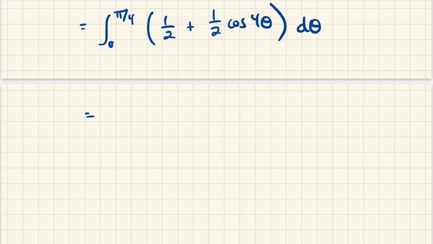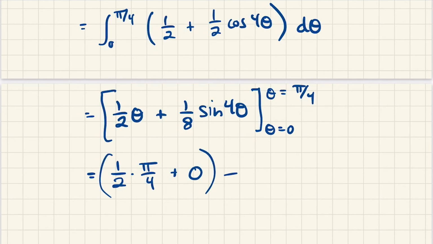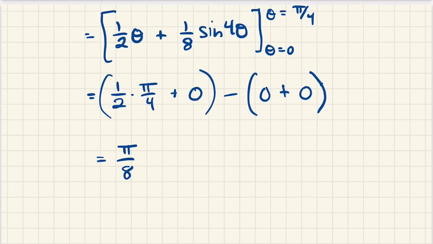And we can now integrate this. That goes to 1/2 theta plus 1 over 8 sine of 4 theta. Theta starts at 0. Theta ends at pi over 4. And this is 1/2 times pi over 4 plus, well, when we plug pi over 4 into theta, 4 of those is pi, sine of pi is 0. And then plugging 0 into those will obviously make 0 as well. So we just get an answer of pi over 8.